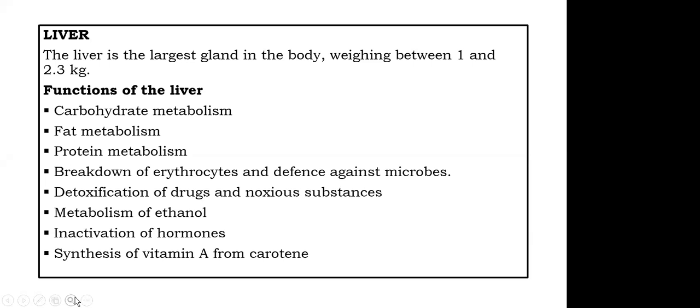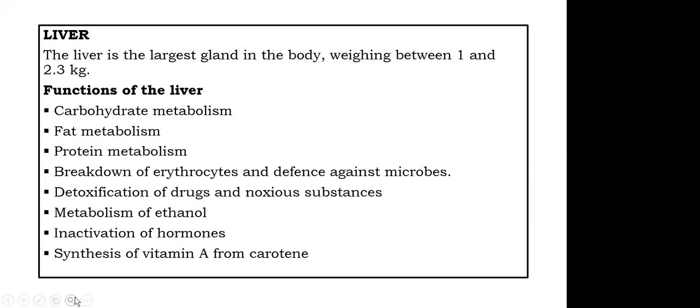Another one is fat metabolism. What happens here? There will be desaturation of fats. That is, it converts the stored fat to a form which can be used by the tissues to provide energy. Another one is protein metabolism, nothing but the deamination of amino acids. It removes the nitrogenous portion from the amino acid that is not required for the formation of new protein. And urea is formed as the nitrogenous product, which is excreted in the urine.